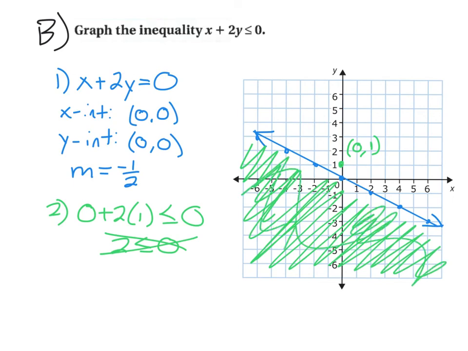Our solutions are on this line. All of these points on this solid line are solutions, and all of these points below the line are also solutions. These points up here, not solutions. They will give us a false equation if we substitute it in.